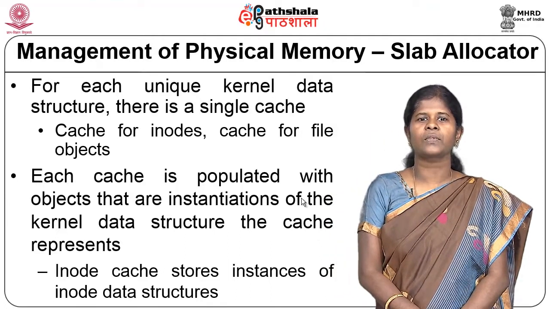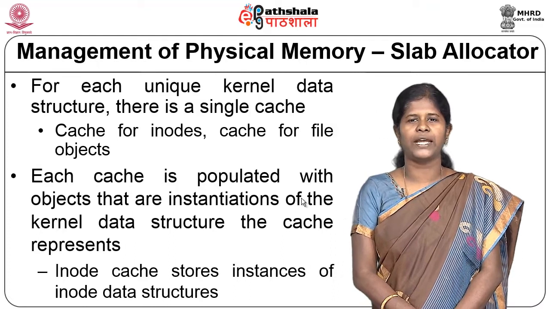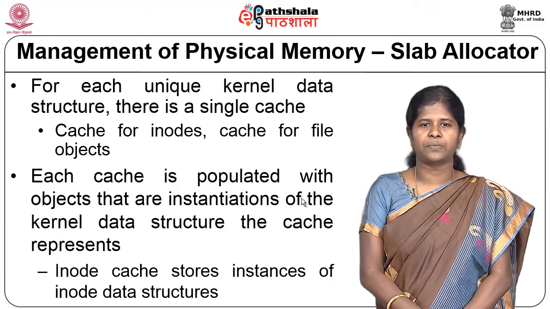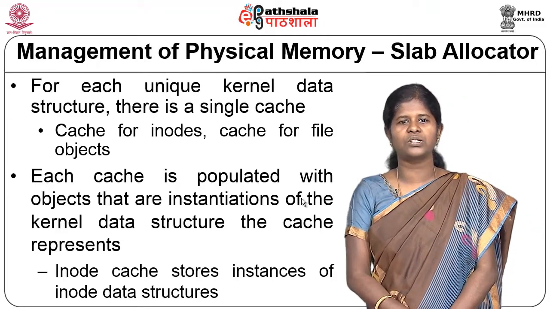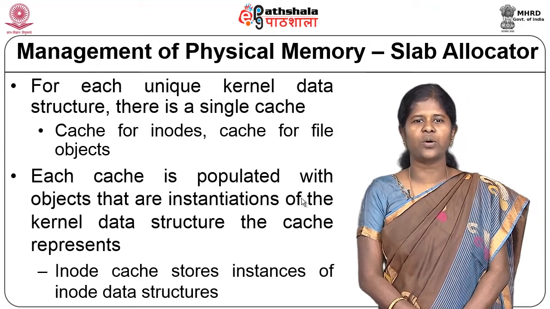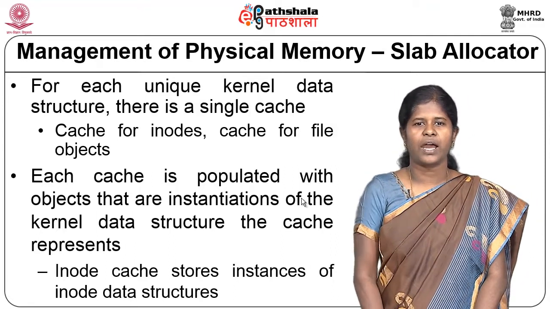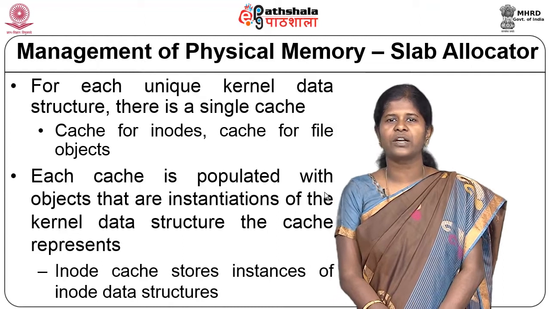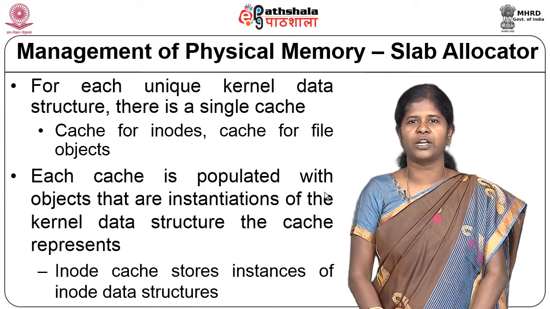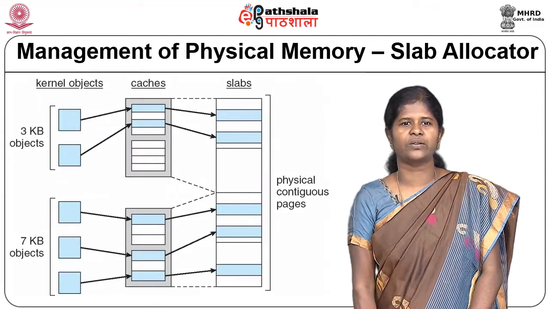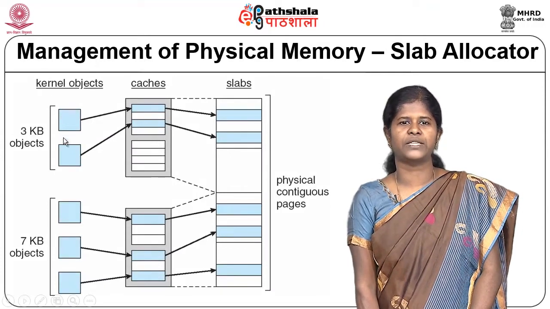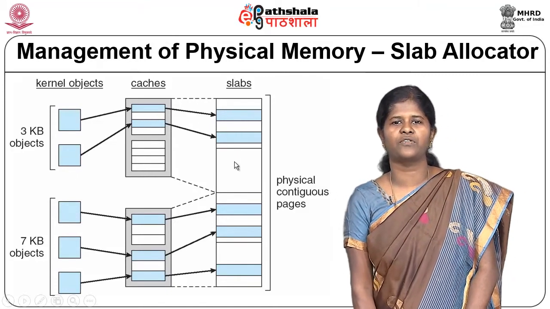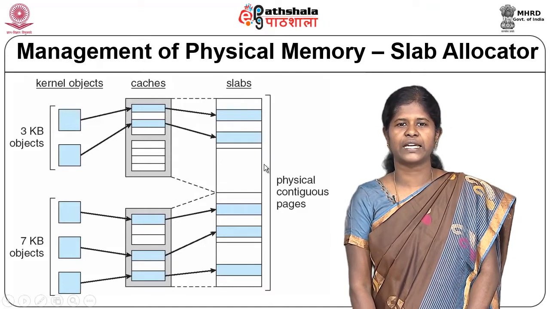And each cache is populated with objects that are instantiations of the kernel data structure that particular cache is representing. So, if it is an inode cache, it will store instances of inode data structures and so on. You have multiple data structures, and corresponding to each data structure you have a different cache, and a cache is made up of slabs. Just look at this. There are two 3 KB objects that are mapped onto two caches, and the cache contains a number of slabs. Slabs are made up of physically contiguous pages.